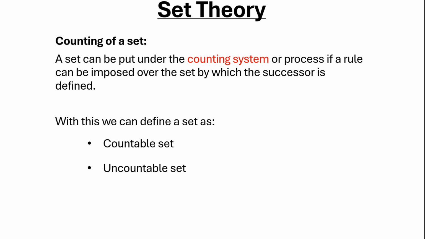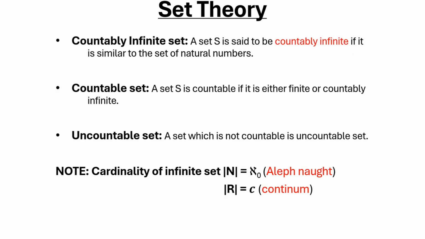As defined, a set can be put under the counting system or process if a rule can be imposed over the set by which the successor is defined. And a set is defined as either countable or uncountable based on countability. Before defining those two, let's first know about countably infinite sets, which are when a set S is said to be countably infinite if it is similar to the set of natural numbers.